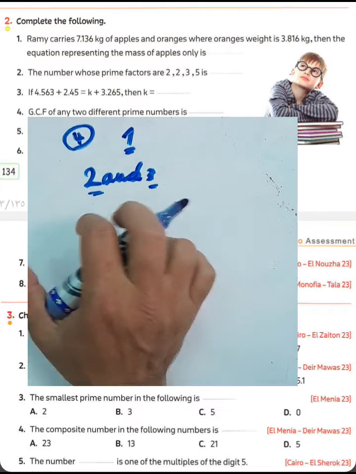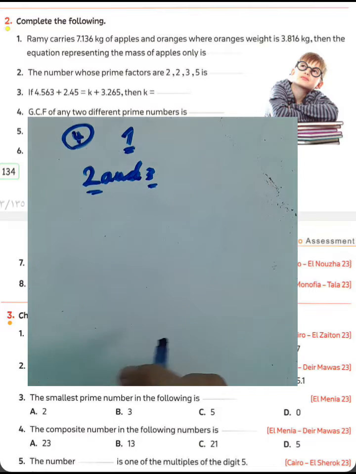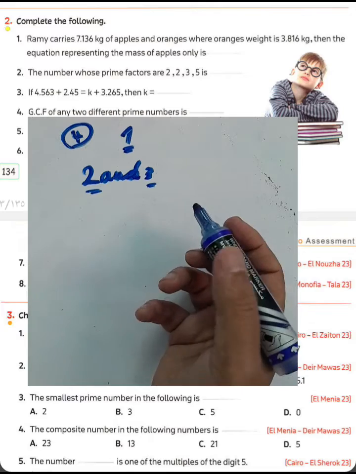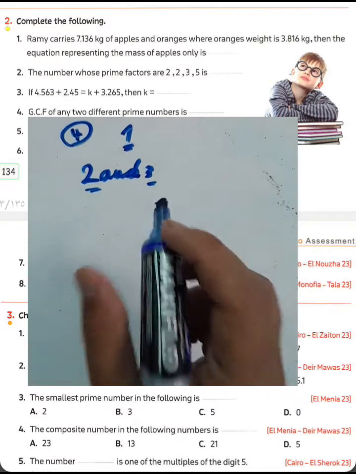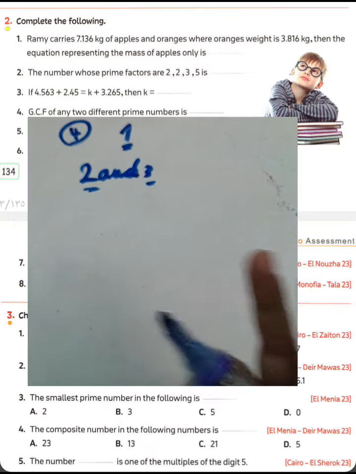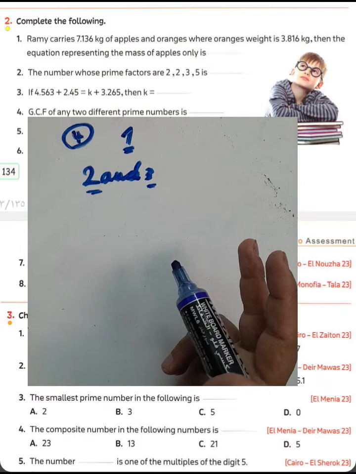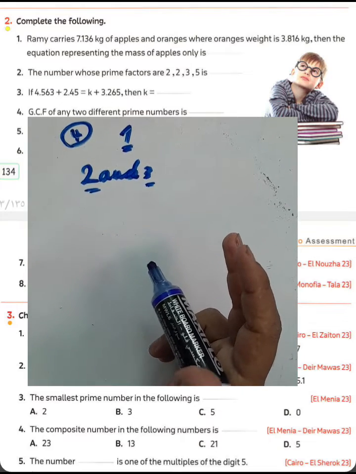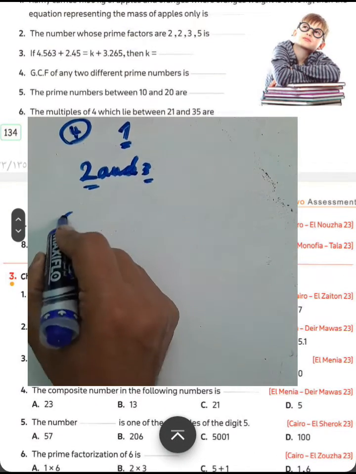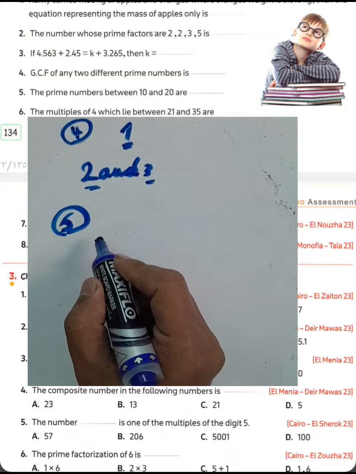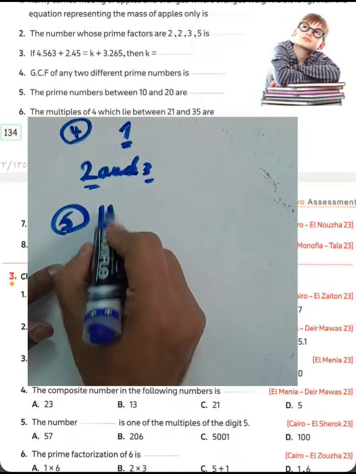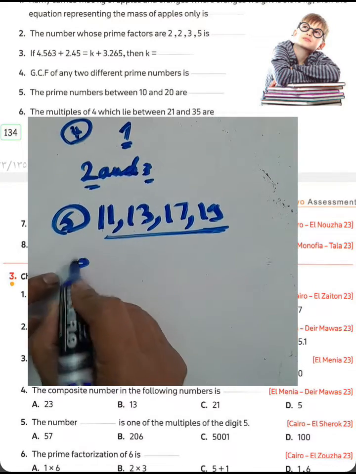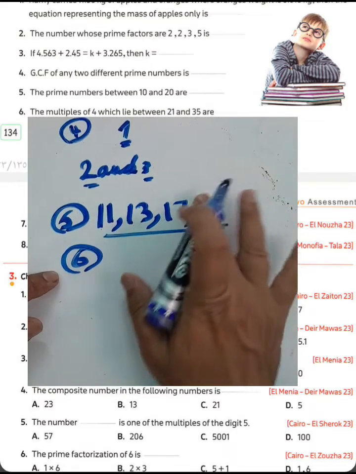2 and 3 we call prime numbers. 2 and 3 can be divided by 1 only. Okay, so the greatest common factor between any two different prime numbers is 1. But if you want to find the least common multiple of any two different prime numbers, it will be their product. Okay, but in this example, you want to find the greatest common factor between two numbers. Question number 5. The prime numbers between 10 and 20: 11, 13, 17, and 19. Question 6. Okay, understood?